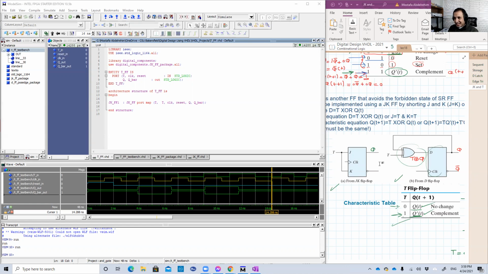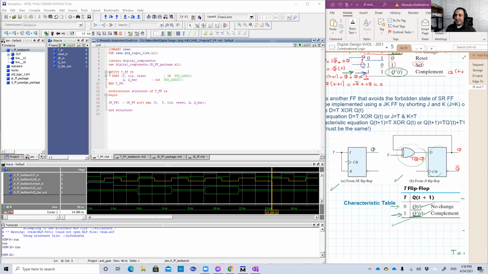The easiest one is using the structural model. We explored the JK flip-flop last time, and basically a T flip-flop is a JK, but J and K are just equal to each other, wired, shorted. That's what we're going to do right now. I built a package out of the JK, so it became a box that I can use anywhere else, and that's what I have done here.